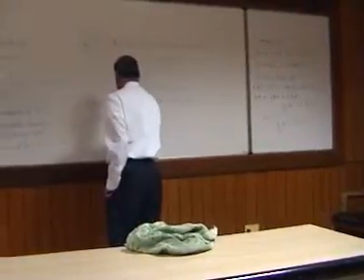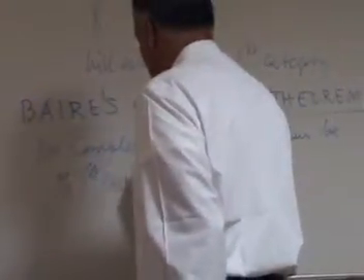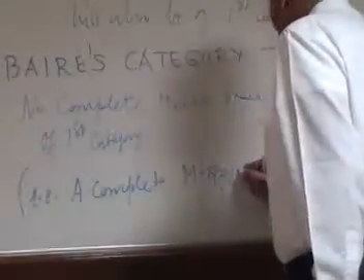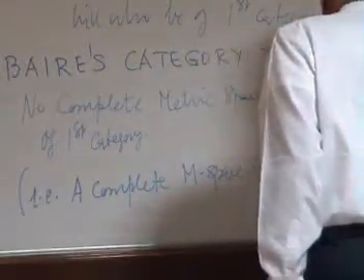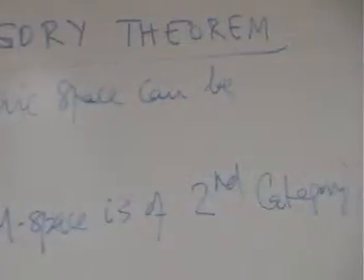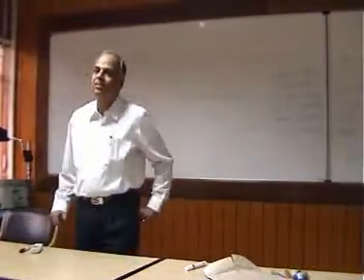No complete metric space can be of first category. Anything that is not of first category is called second category. That is, a complete metric space is of second category. This theorem plays a fantastic central role in many important theorems in analysis and functional analysis. So it plays a very central role in some of the major theorems in analysis. It's a very important theorem.